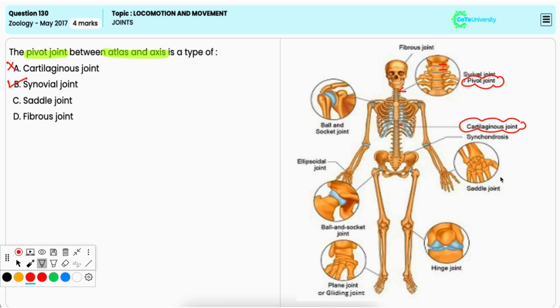Option C, saddle joint. It is incorrect because a saddle joint allows movement in two planes, such as the thumb joint. Option D, fibrous joint. It is also incorrect because fibrous joints are immovable or they allow very little movement, such as the sutures in the skull.